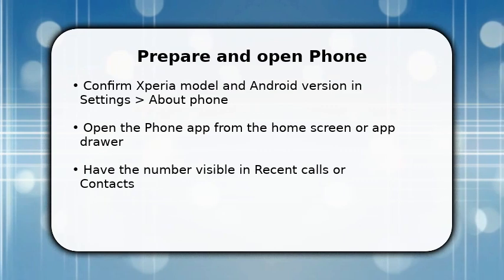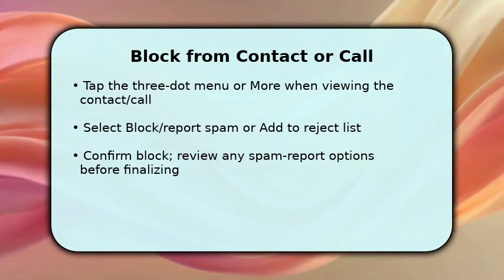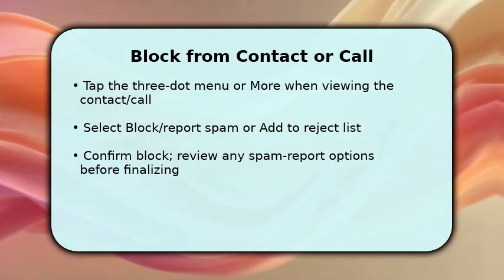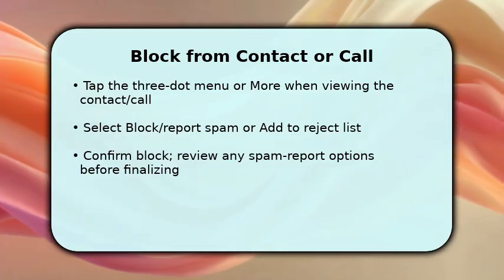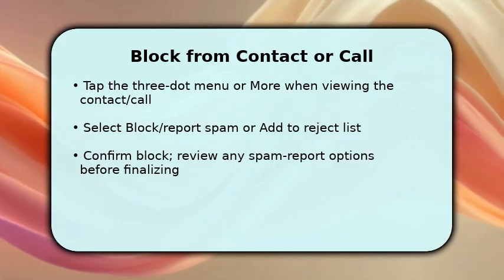You're at the contact or call details screen, so tap the three-dot menu or more button. Choose block or block/report spam. On some Xperia models, the label is add to reject list. You may be offered to report the number as spam. Decide based on frequency and content. Confirm the block when prompted.